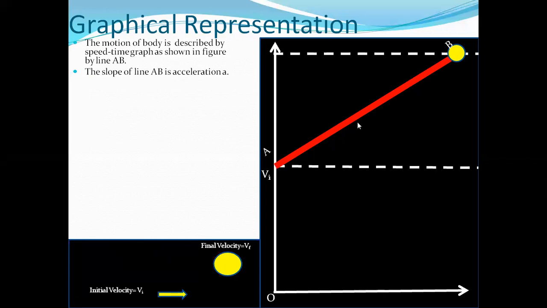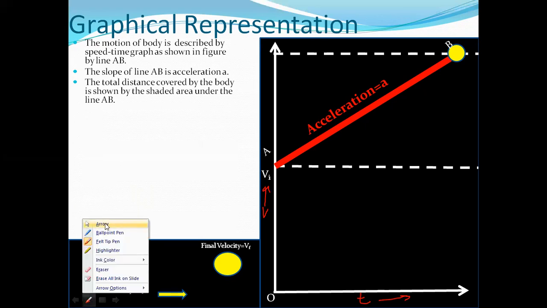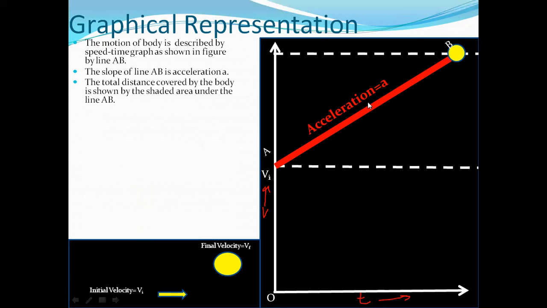Now this line can also be represented as acceleration, that means the rate of change of velocity. The y-axis is representing the velocity and the x-axis is representing the time. Let me write it down over here. This is representing the time and this is the y-axis representing the velocity. In this direction, increasing velocity in time is represented. That means as the time passes, the body moves with increased velocity.